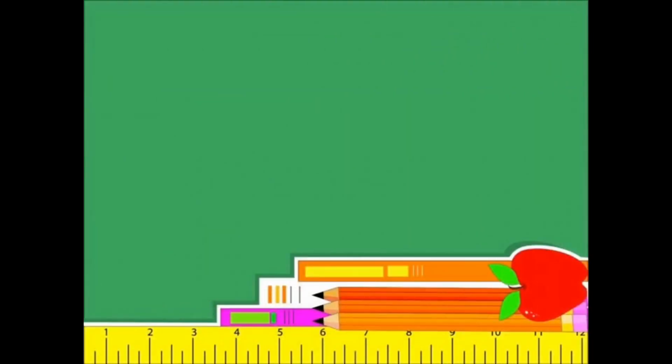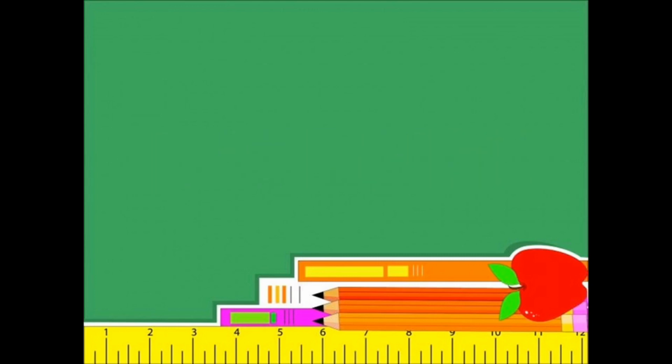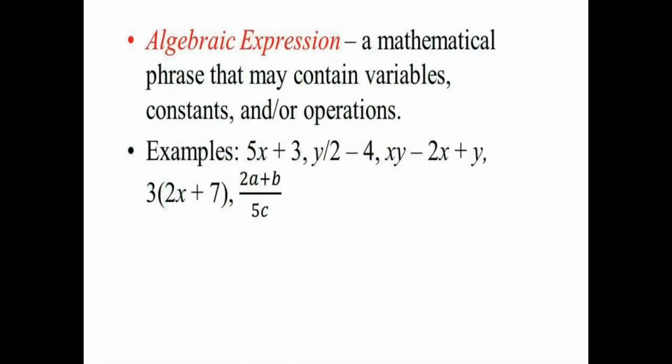Now, students, let's start with a quick recapitulation. In the previous video, we learned what an algebraic expression is. It says that a mathematical phrase that may contain variables, constants and/or operations is known as an algebraic expression. For example, 5x + 3, y/2 - 4, xy - 2x + y, 3 × (2x + 7), (2a + b)/5c, etc.